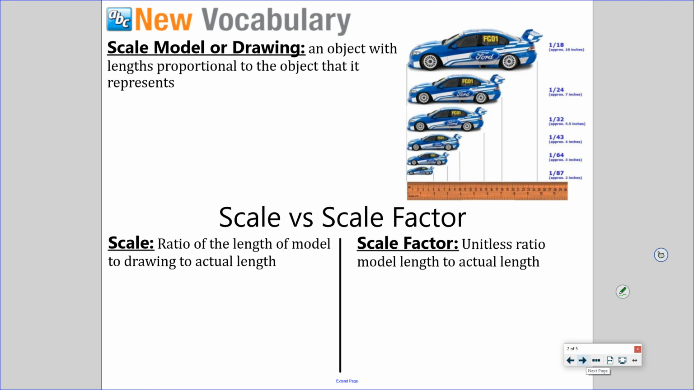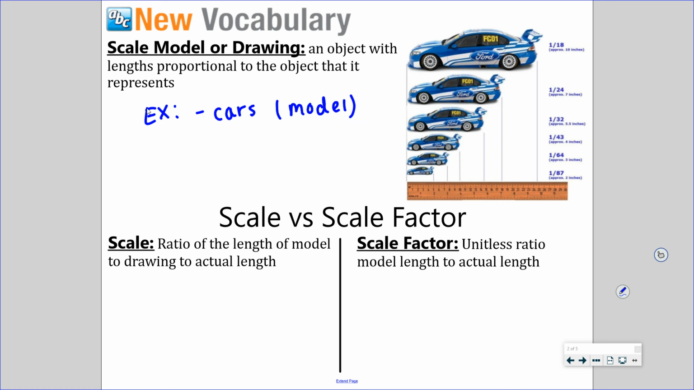All right, vocab for us before we get into some examples. So obviously the title of this lesson is Scale Models and Drawings. A scale model is an object with lengths that are proportional to the object that it represents. Sometimes before cars are made, they make a small model of the car. Obviously it's not the same exact size as a real car, but just a smaller model. That's an example of a scale model. We can write these down if you want. Example, cars, they'll make a model.